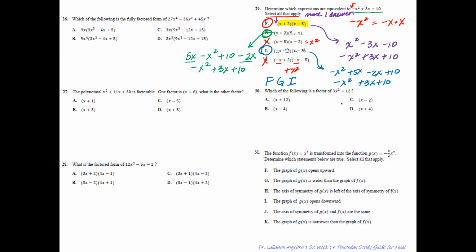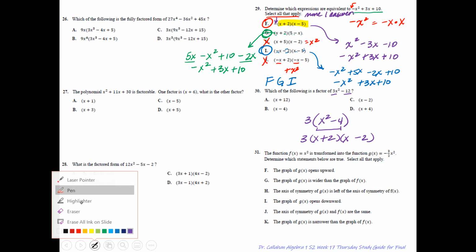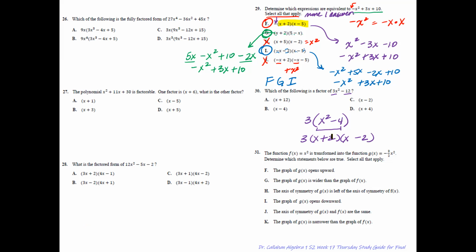All right, number 30. Looking at number 30, what can I take out from here? Between the 3 and the 12, I could take out a 3, so 3 times x squared minus 4. But then you can also factor this part, because you could put an x and an x, and a positive 2 and a negative 2, which will give you that. So then which one here matches one of these answers? X minus 2.